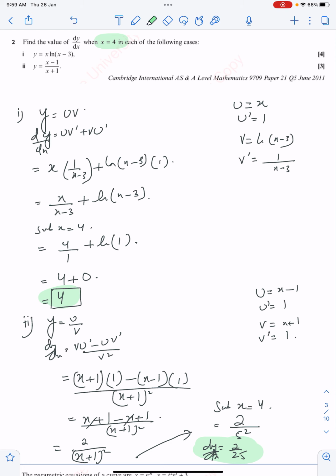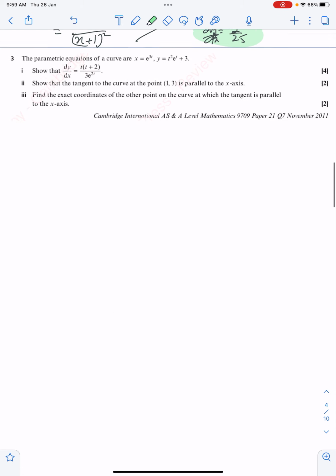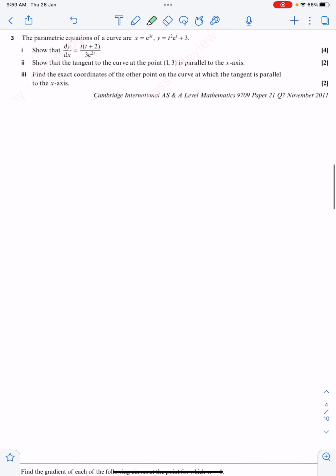Okay. Moving on to question number 3. It says the parametric equation of a curve are x equals e to the power 3t and y equals t square e to the power t plus 3. Show that dy by dx equals this. Okay, so once again parametric equation. So x equals e to the power 3t. So dx upon dt is going to be e to the power 3t, and then you differentiate the power and write it, multiply it with this.